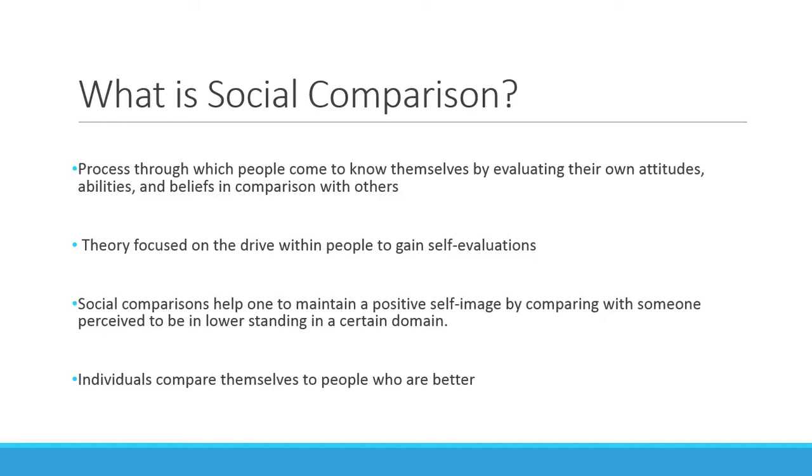Social comparison is the process through which people come to know themselves by evaluating their own attitudes, abilities, and beliefs in comparison to others. This theory centers on the belief that there is a drive within individuals to gain accurate self-evaluations. Self-evaluations tend to be more stable and accurate when comparisons are made in reference to someone who is similar, rather than when there are just large discrepancies between oneself and others. Individuals compare themselves to people who are better in order to advance or self-improve.